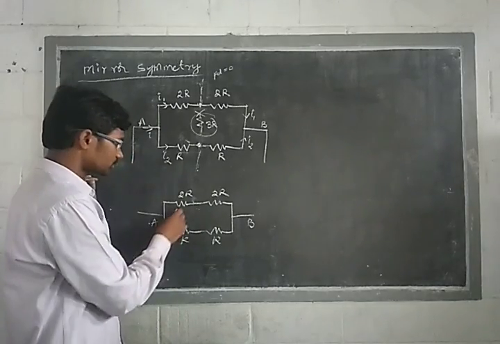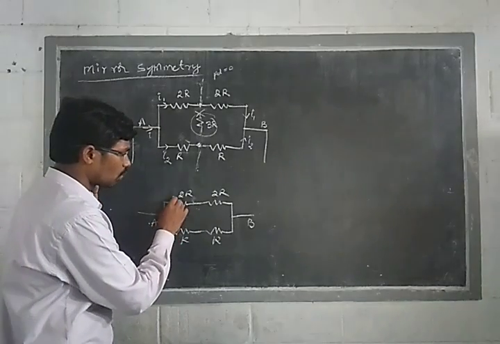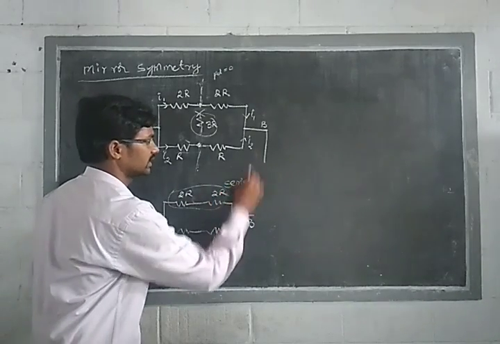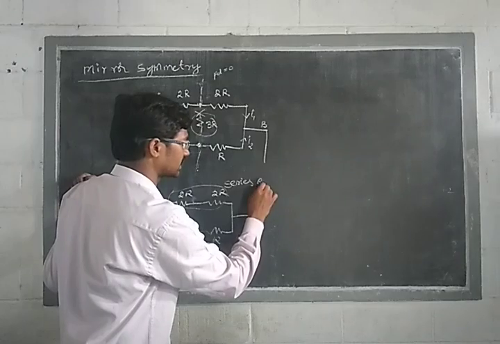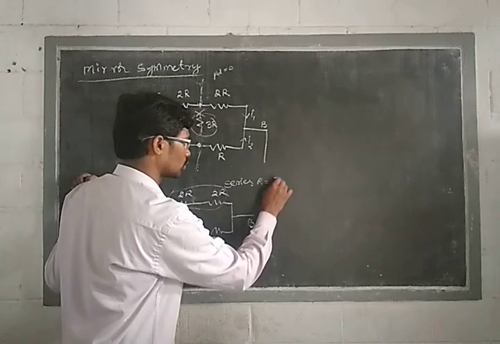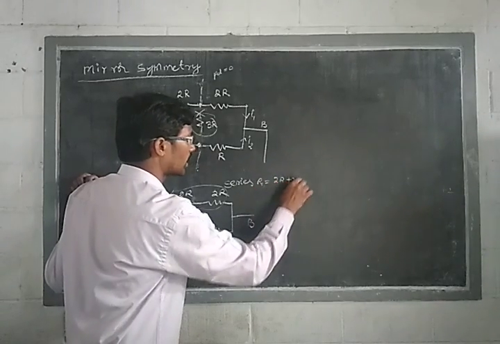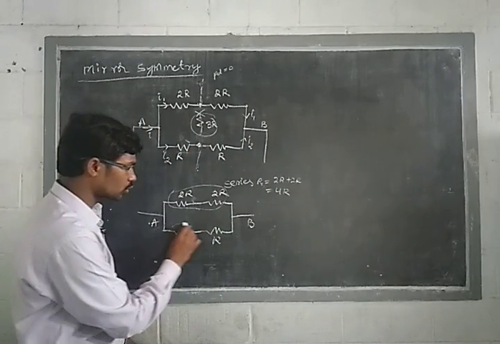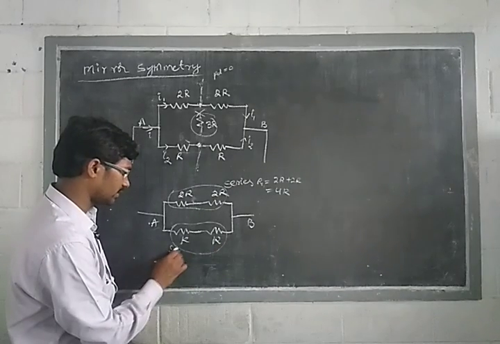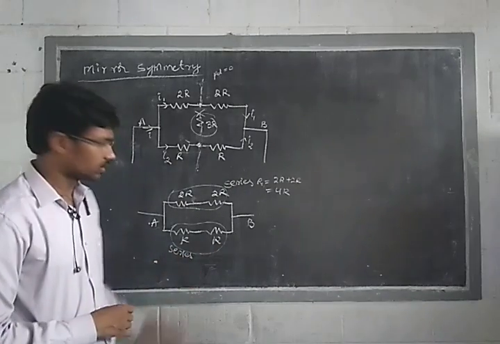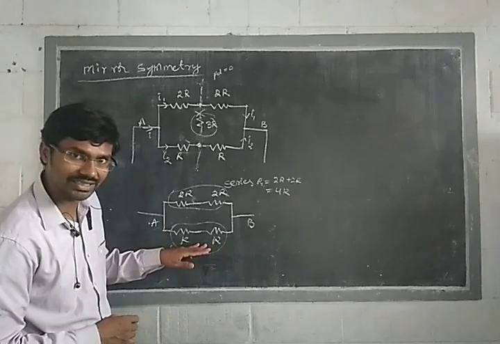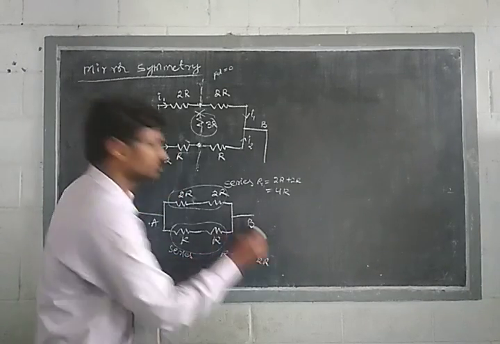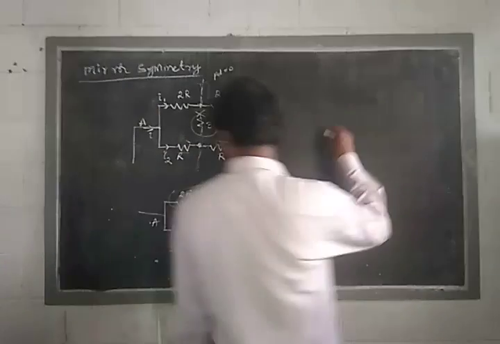Okay. Now what would be the combination of these 2 resistors? These 2 resistors are in series. In series combination, what is the equivalent resistance? RS1 is equal to 2R plus 2R, that is equal to 4R. Similarly, these 2 resistors are in which combination? Again these 2 are in series combination. So what is the equivalent resistance of these 2 series resistors? R plus R, which is equal to 2R. Now let me redraw the same circuit.